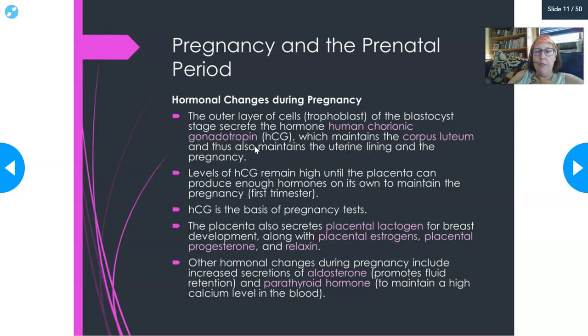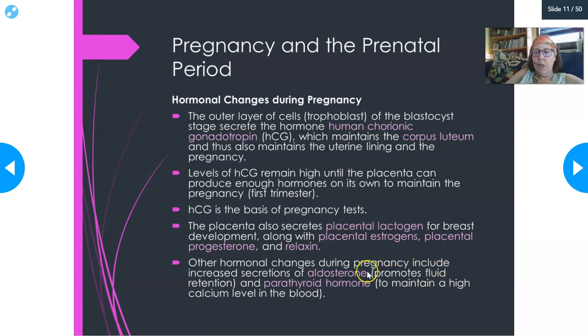The placenta will also secrete placental lactogens for breast development, along with placental estrogens, placental progesterone and relaxin. Again, the lactogen, lacto from milk, allows the whole idea of milk production to start. Estrogens and progesterone will maintain the pregnancy and the uterine lining. And relaxin is a hormone that allows some of the muscles, ligaments and tendons to relax and start accommodating the growing baby in the womb.